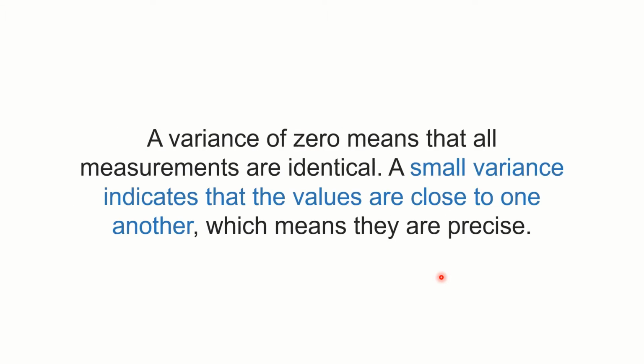When the variance is 0, it means that all measurements are identical. The smaller the variance, the closer the values are to each other. Which means that if we have a small variance, the data set is precise.